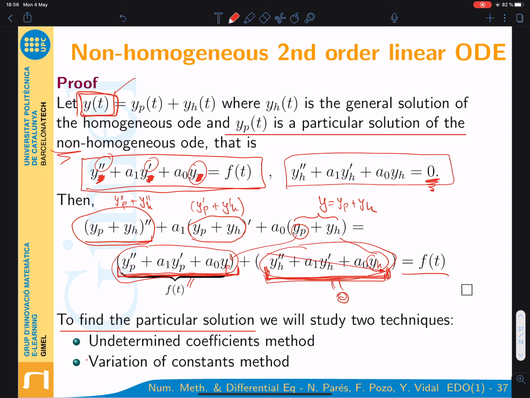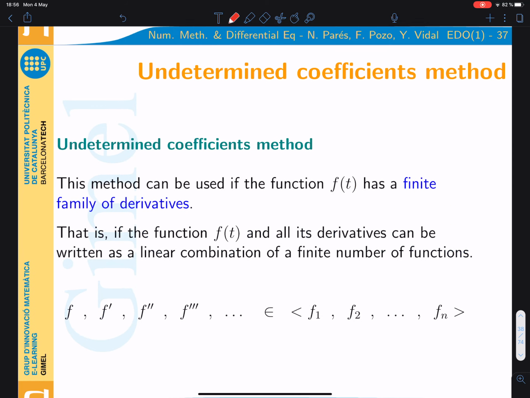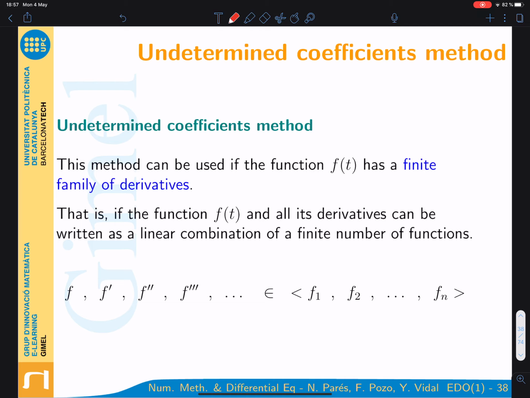In this course, we will not explain this method. We will only explain the undetermined coefficients method, and we will see it right now. The method of undetermined coefficients is used to find a particular solution of this type of ODEs.